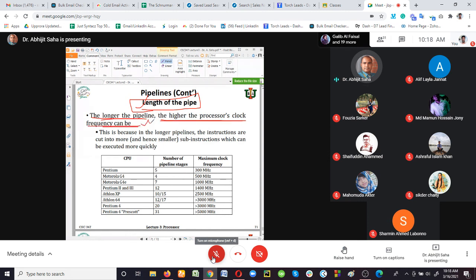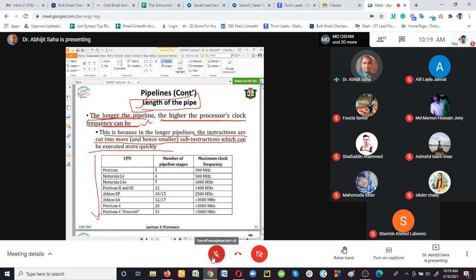Does it give us the license to prepare more pipeline stages? Does it give us license that we can prepare 1 million pipeline stages? That is going to be a question. It tells about the longer the pipeline, but it does not tell you how much longer. The higher the processor clock frequency can be, because in longer pipelines the instructions are cut into more sub instructions or sub ops, which can be executed more quickly.